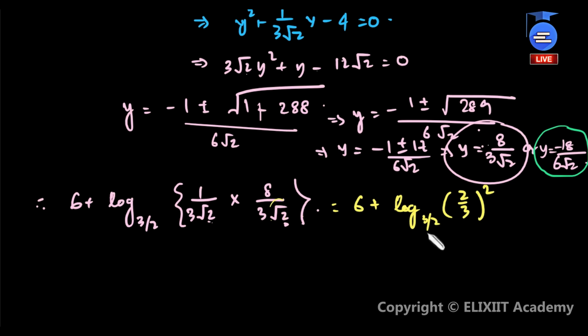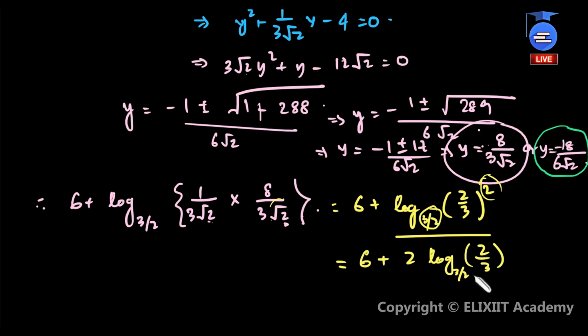Okay. What is the value of this thing? Simplify this. Log 3 by 2 and 2 by 3. Use the property: 6 plus, the 2 will come down, and here we have base 3 by 2. 3 by 2 is obviously greater than 1. 2 will come here, and here we have log 2 by 3 base 3 by 2. What is the value of this thing? Tell me.